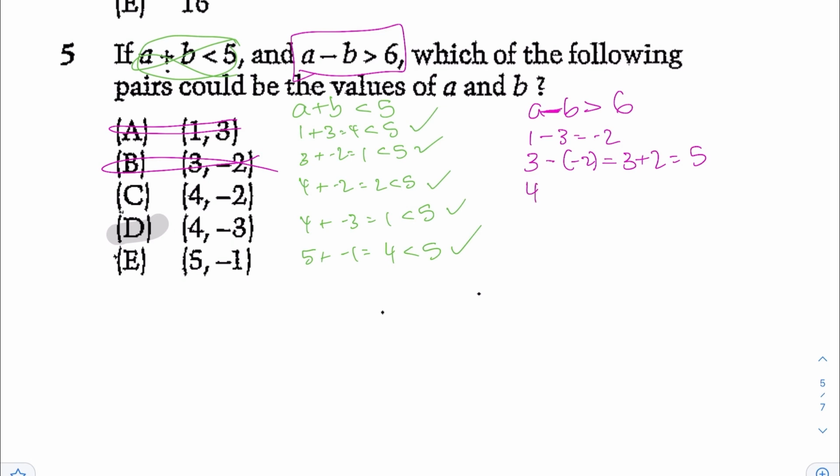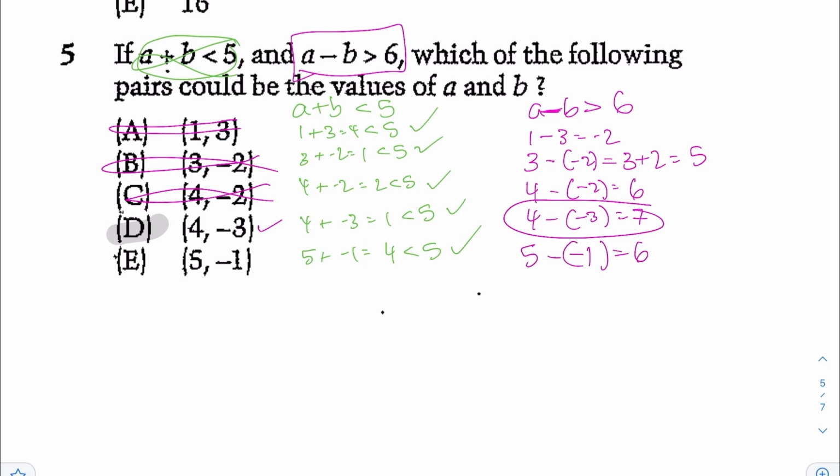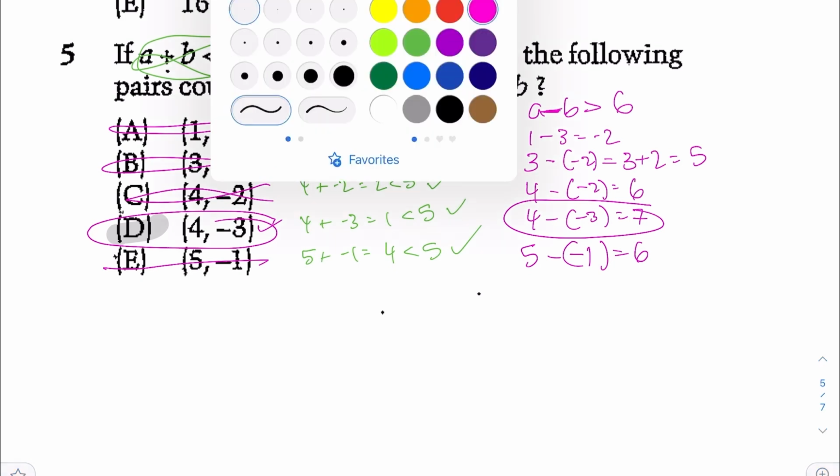For choice C, 4 minus negative 2 is equal to 6. Now, 6 is not greater than 6, so that's wrong. For choice D, 4 minus negative 3 is equal to 7. 7 is greater than 6, so this one is good. But go through all the choices just in case. For choice E, 5 minus negative 1 is also equal to 6, which is not bigger than 6. So the answer has to be choice D. Again, just substitute all the choices in and then figure out what the potential answers could be.